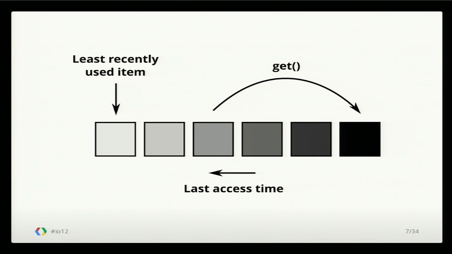So an LRU cache, LRU in this case, just stands for least recently used. So just a quick overview. An LRU cache is a bounded data structure. It has a bounded size. And it keeps track of how recently we've accessed the items in the cache.